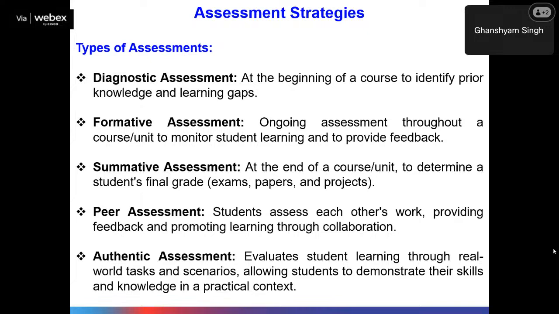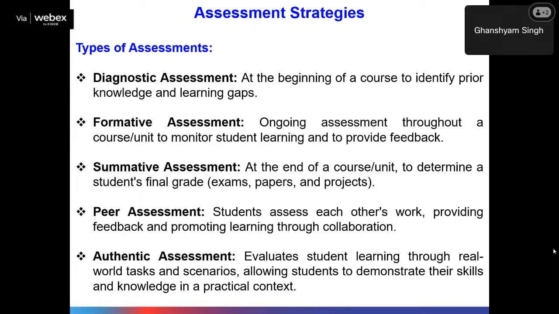Similarly, we may have a formative assessment, which is the ongoing assessment throughout the course or unit to monitor whether the students are learning or not and to get their feedback. So this could be a midterm test or some assignments. Then the next is summative assessment. This takes place at the end of the course. After completing the course, we determine the students' final knowledge and grade by taking exams or papers or giving project work.